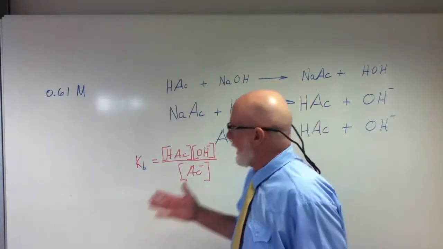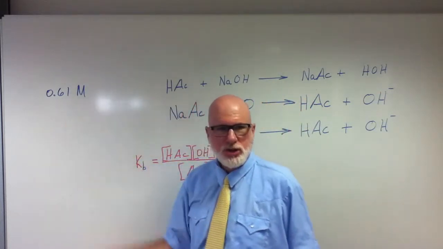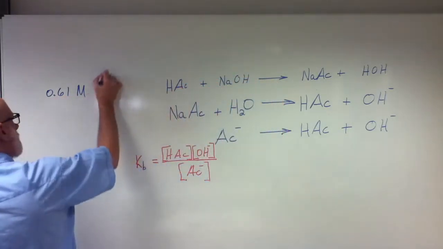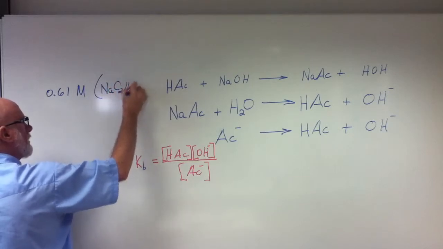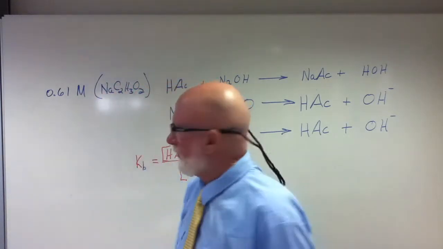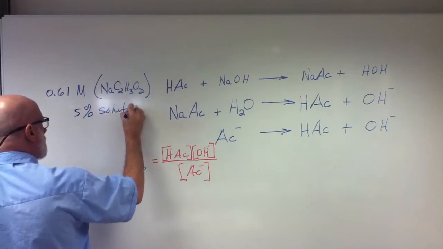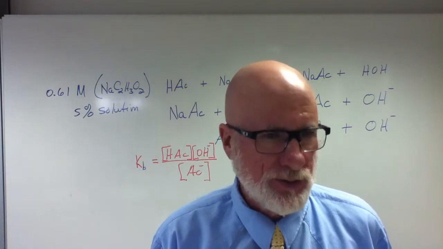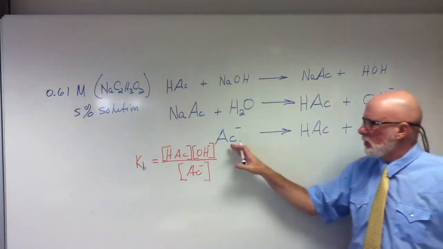Okay. So we're trying to find out a 0.61 molar solution of sodium acetate. That's the solution. That came from a 5% solution, 5 grams per 100 milliliters or 100 cubic centimeters, correct? Here are the equations that bring us to this point.